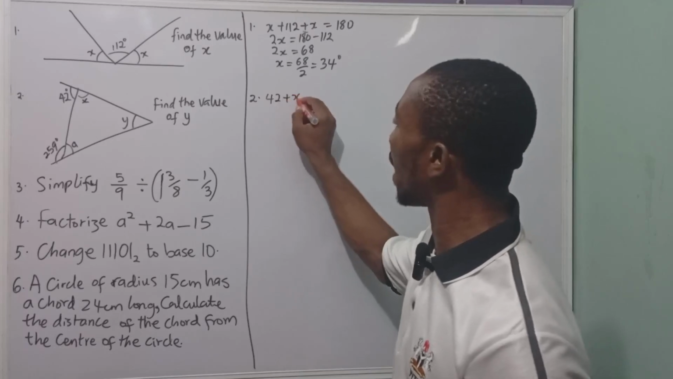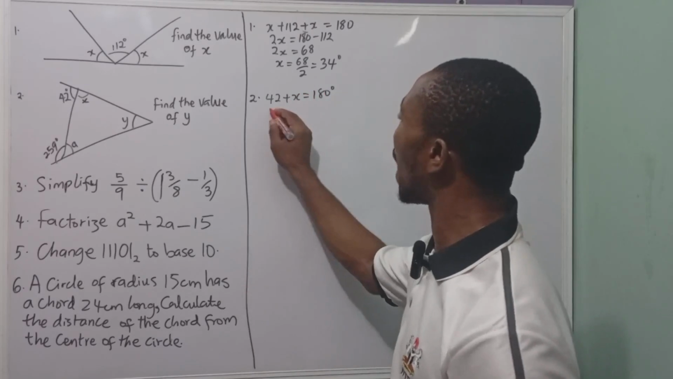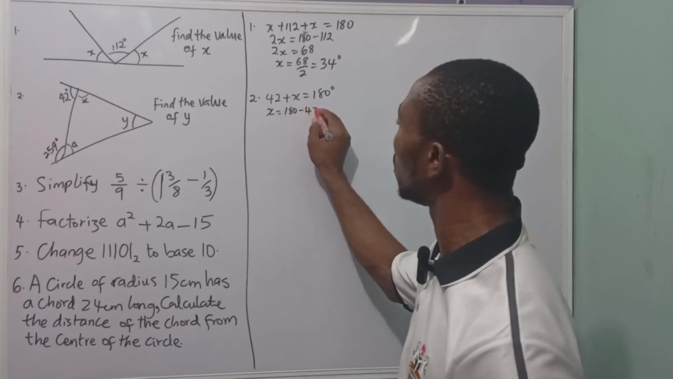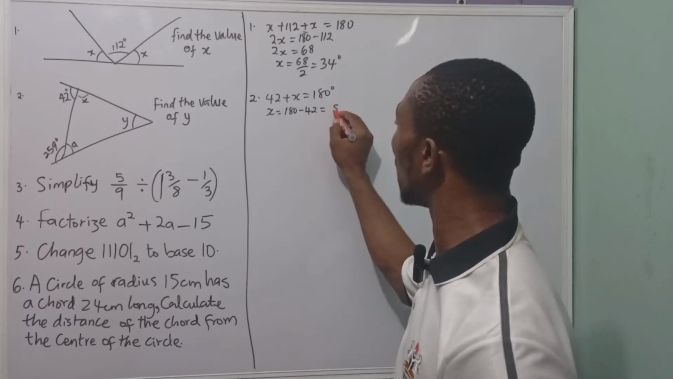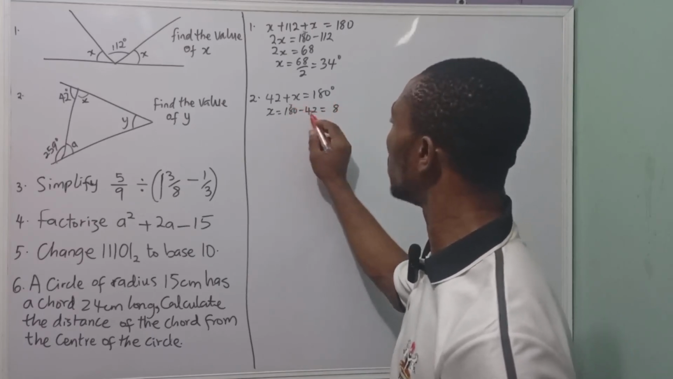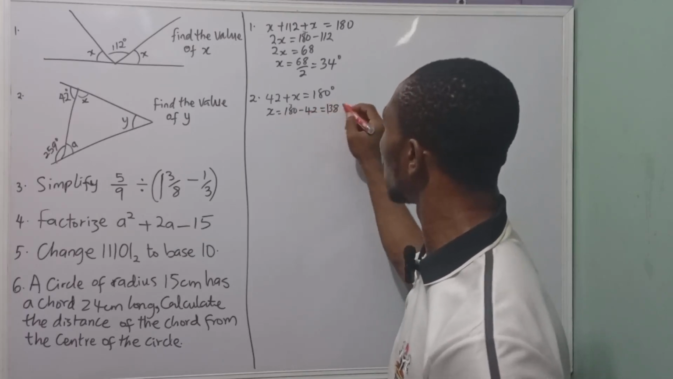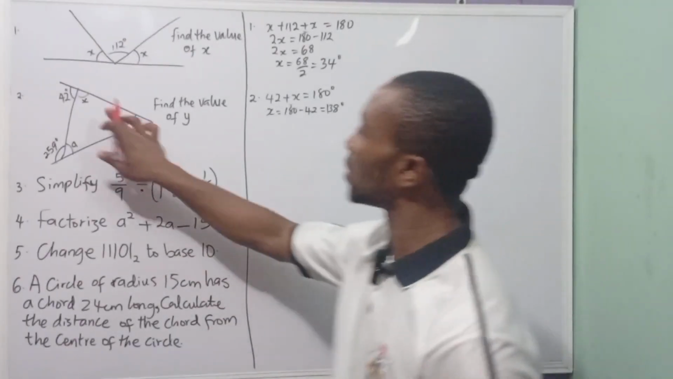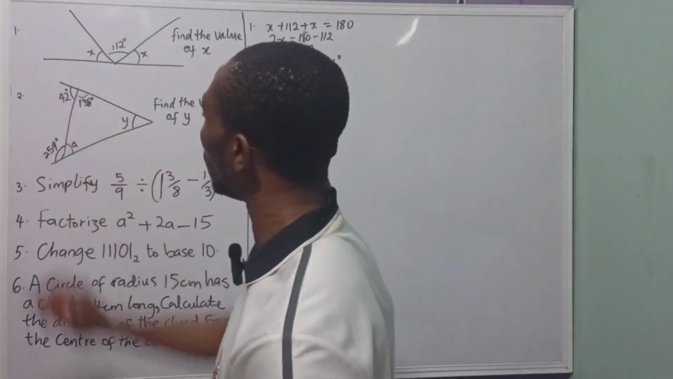42 plus x equals 180 degrees. So x would be 180 minus 42, which gives us 138 degrees. That means our angle here would be 138 degrees.